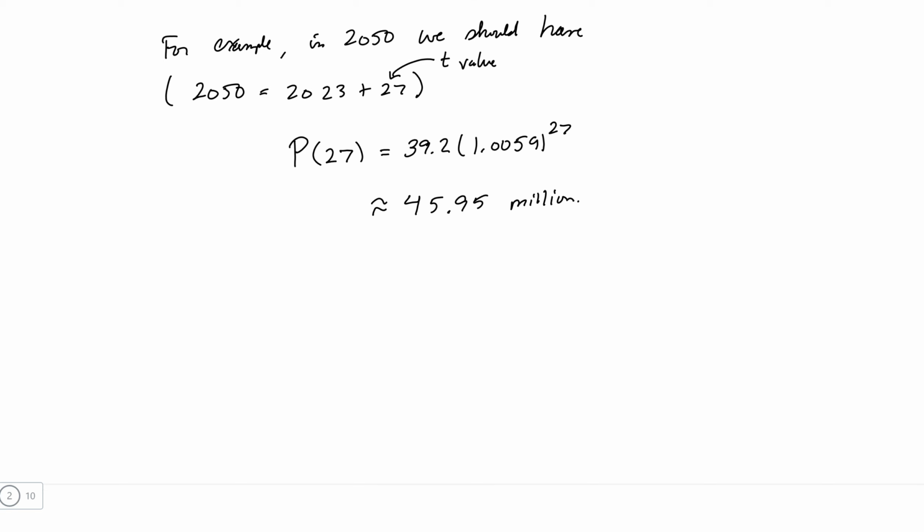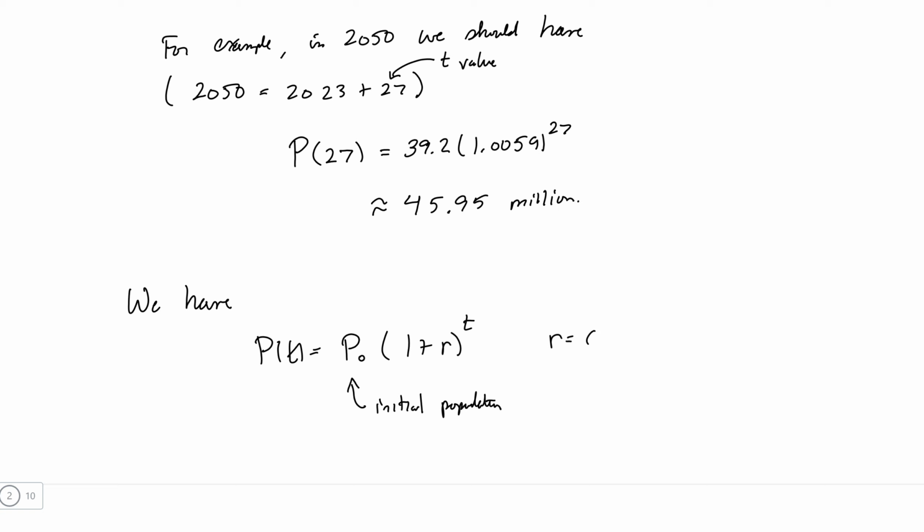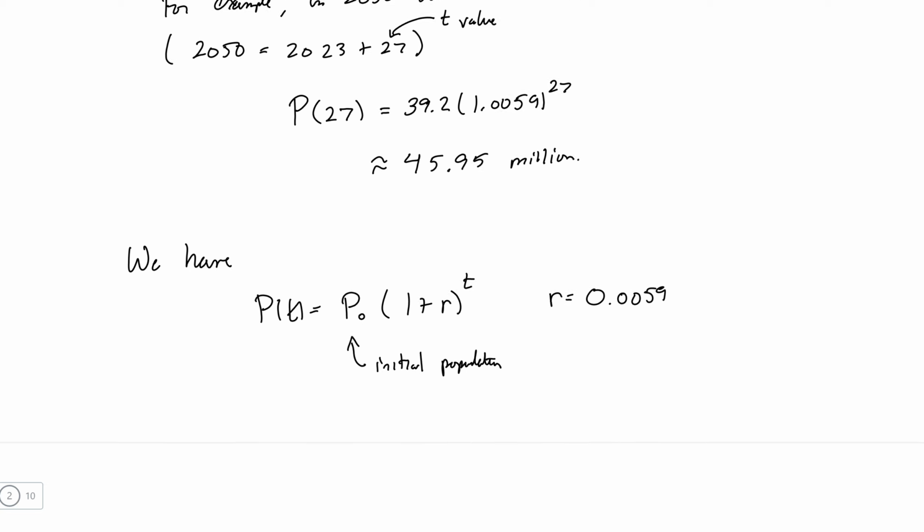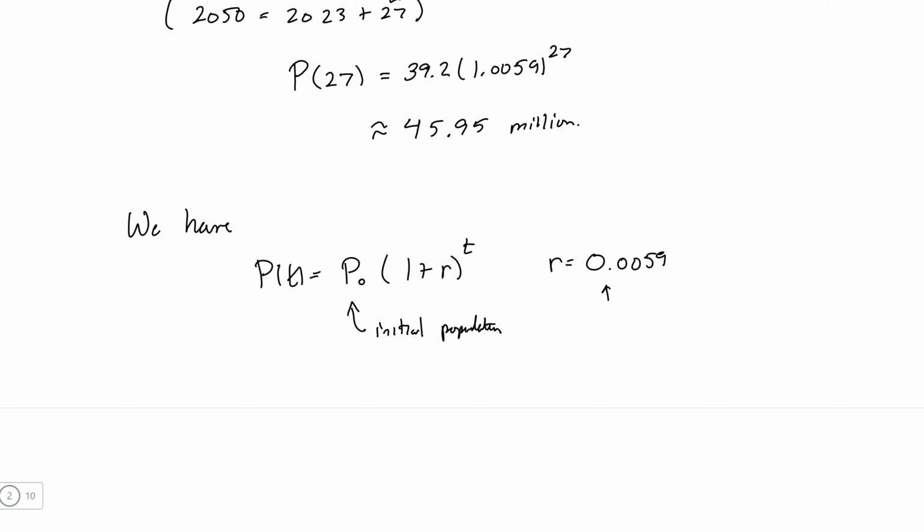So notice with our function here, when I look at P of t, I can think of this as P0, which was our initial population, and then I could write this as 1 plus r to the t. Here r is equal to 0.0059. Okay? And so this term here is referred to as our growth rate.